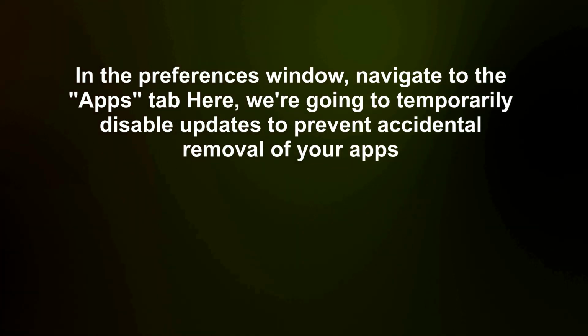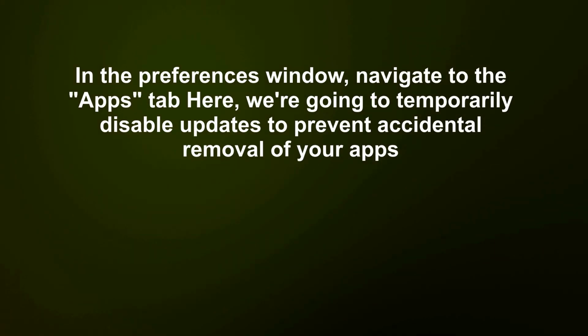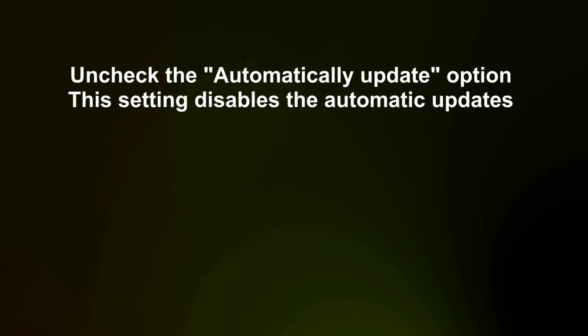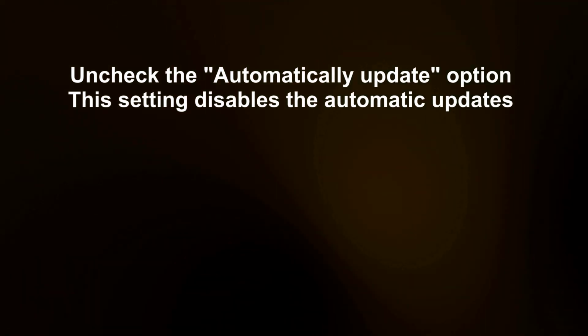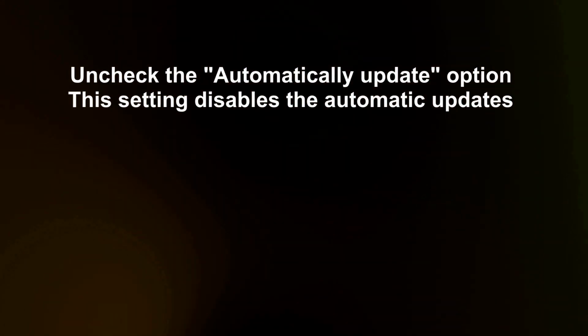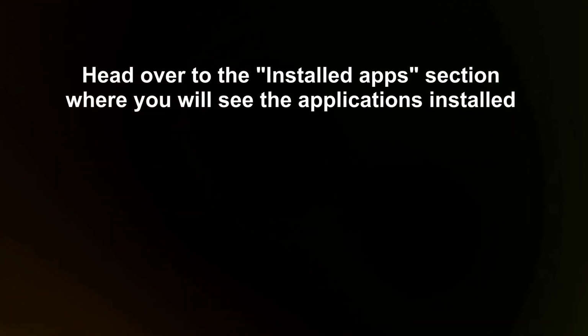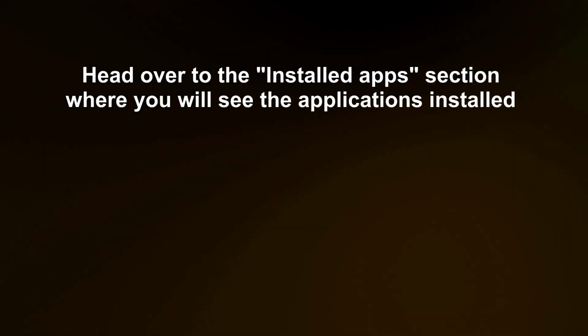We're going to temporarily disable updates to prevent accidental removal of your apps. Uncheck the Automatically Update option. This setting disables the automatic updates. Head over to the Installed Apps section where you will see the applications installed.